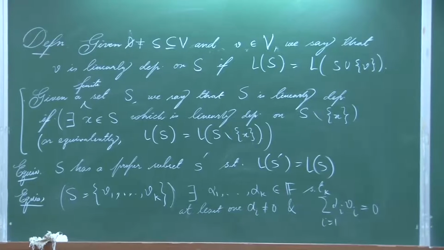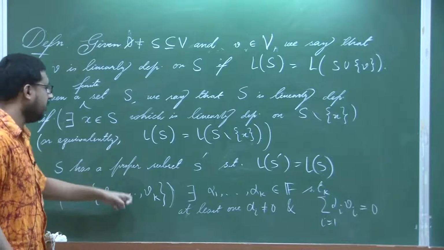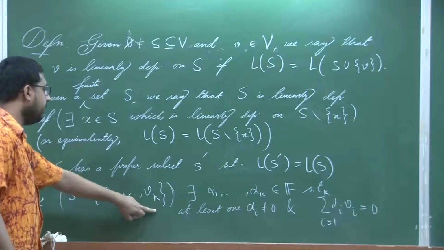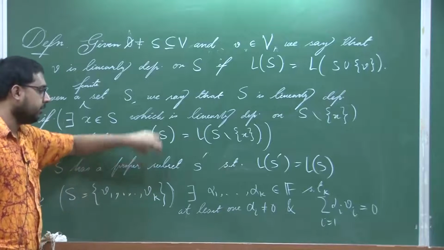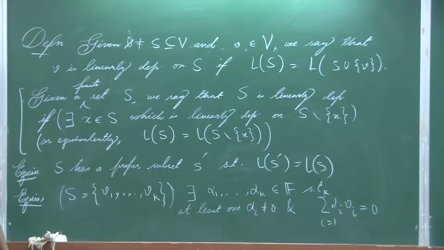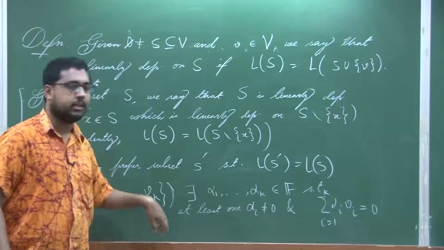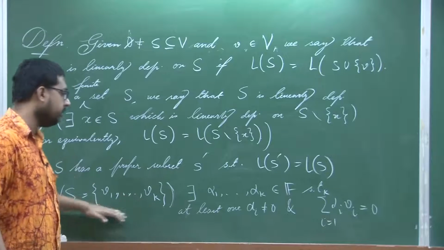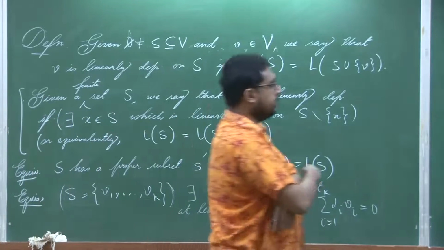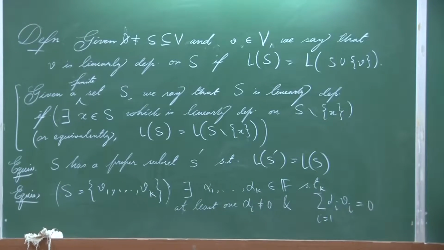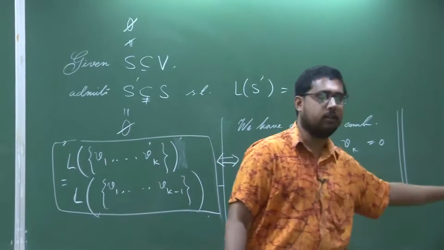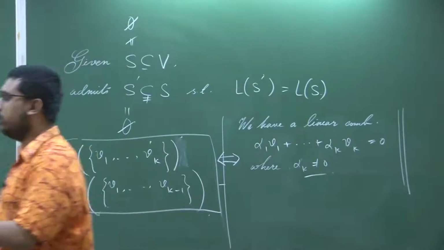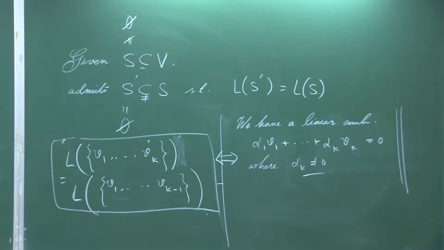Why is this equivalent? Because if you compare with the earlier definition, linearly dependent means there will be some V i such that if you delete that V i, then the linear span of the rest is the same as the linear span of this, and that is the same as having a combination which is 0, but the coefficient of V i is non-zero. So that is what is there.